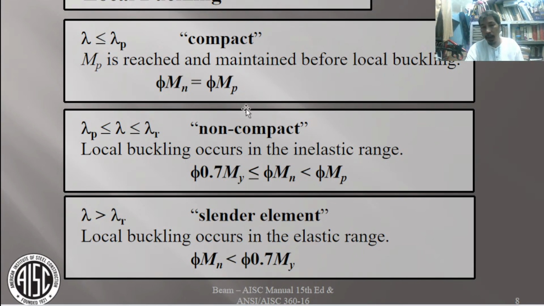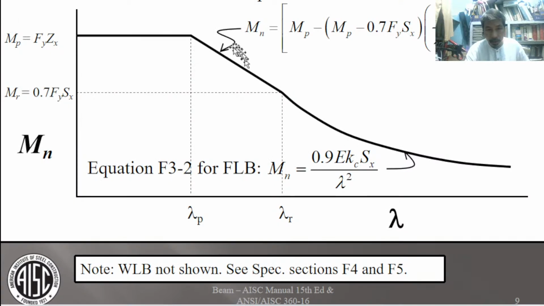So that is what we mean by our classification: compact, non-compact, and slender. If you take a look at the diagram again, take note of 0.7 My. So this only means this way. This is non-compact. This is compact. This is slender. Everything here is compact. So if the computation revolves around this, this is a compact section.